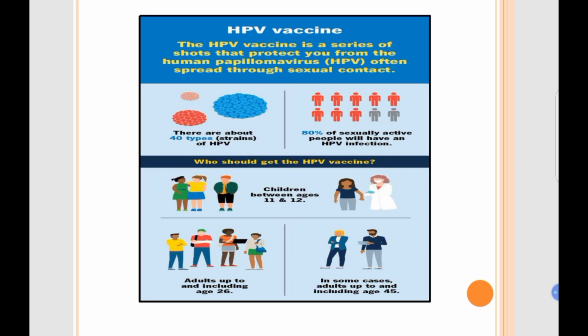The HPV vaccine is a series of shots that protects you from the human papillomavirus, which often spreads through sexual contact. There are almost 40 types of HPV strains. 80% of sexually active people will be exposed to HPV infection. And who should get the HPV vaccine? The target age group is 11 to 12. We will see the dosing schedule in the next slide. However, adults up to and including age 26 can be vaccinated, and in some cases, adults up to and including age 45. We will see the details about this particular age group.